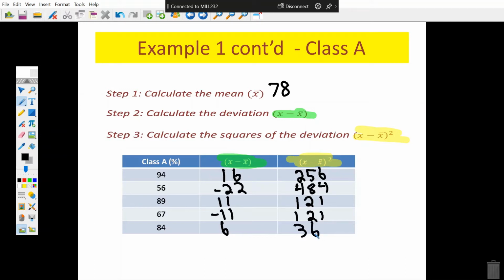Okay? So all we've done is we found the mean, we subtracted the mean from all of the class marks. That's how we got our second column. And the third column we just squared them. Okay? We good if I switch over? Another second to finish it up.